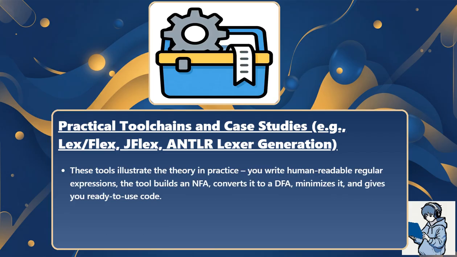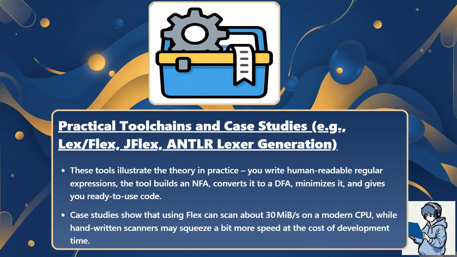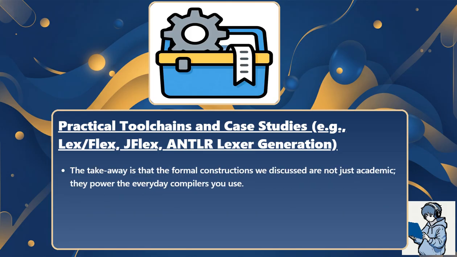These tools illustrate the theory in practice. You write human-readable regular expressions. The tool builds an NFA, converts it to a DFA, minimizes it, and gives you ready-to-use code. Case studies show that Flex can scan about 30 megabytes per second on a modern CPU, while handwritten scanners may squeeze out a bit more speed at the cost of development time. The takeaway is that the formal constructions we discussed are not just academic, they power the everyday compilers you use.